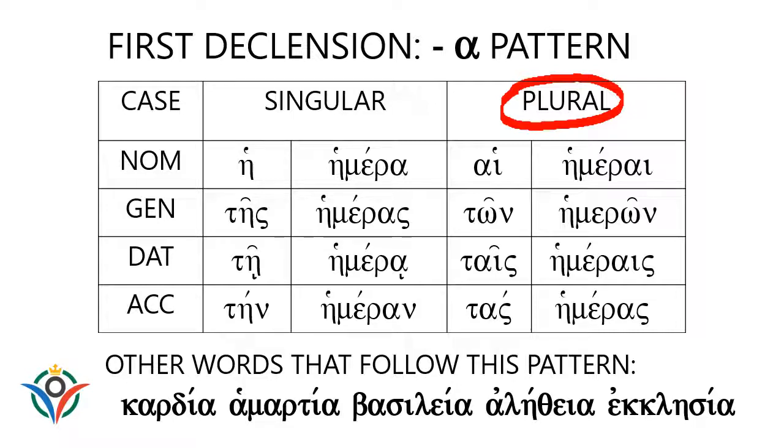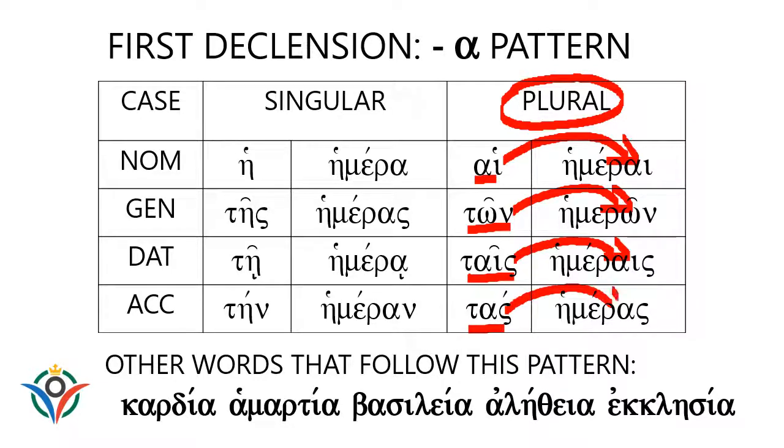We know our articles, hai, ton, teis, and tas, and you can see here that they match the ending of the noun once again. So that should encourage you and help you with declining and memorizing these different patterns. The only variation that we are going to see is with the singular forms.